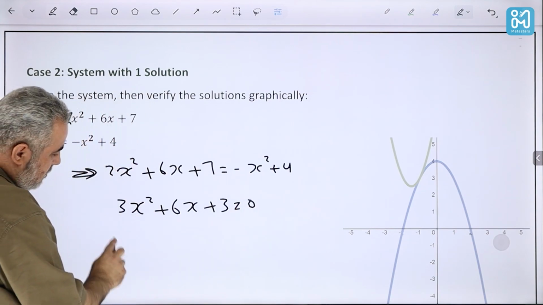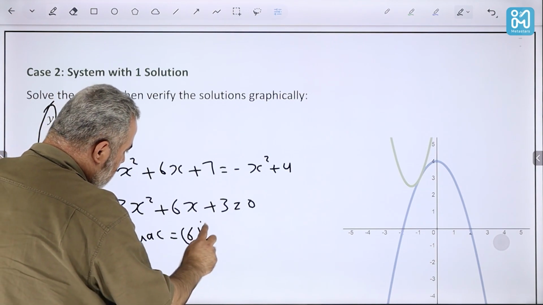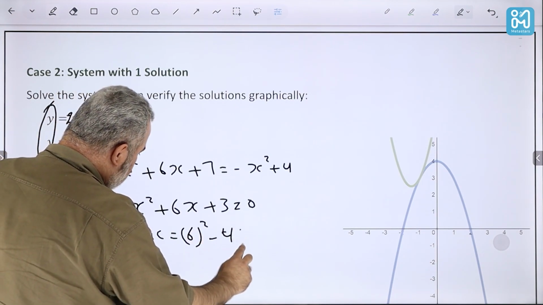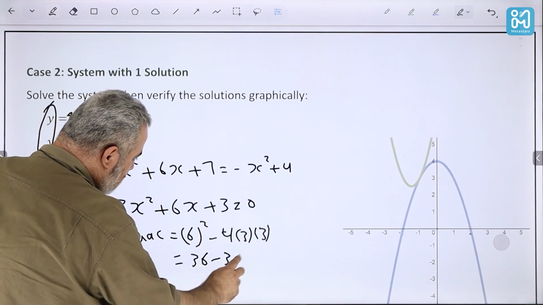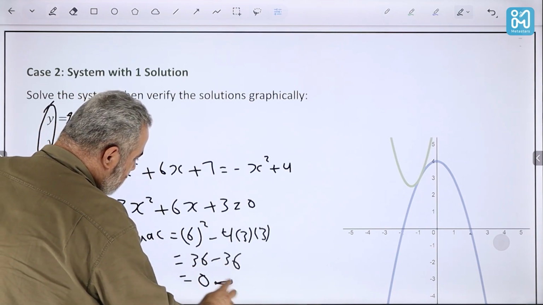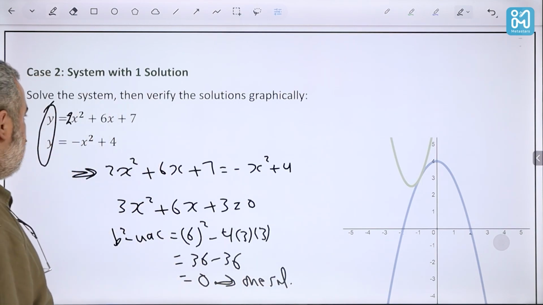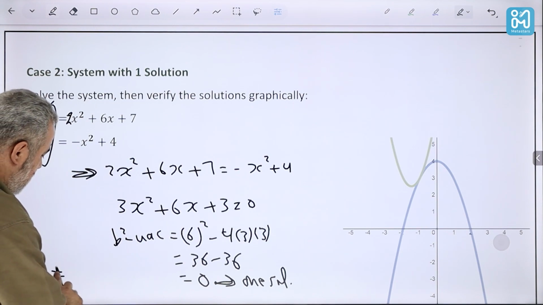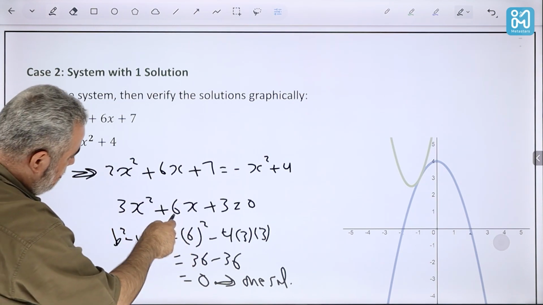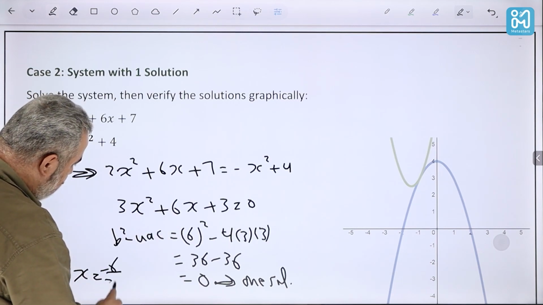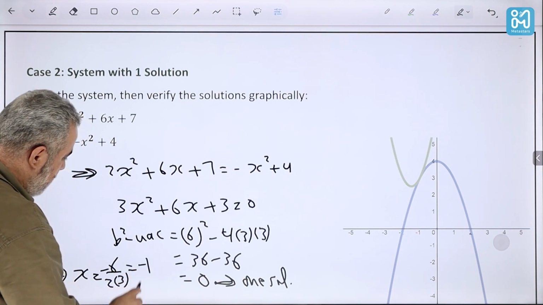Find the discriminant, b squared minus 4ac. It is 6 squared minus 4 times 3 times 3. So it will be 36 minus 36, which equals 0, which means we have one solution only. Now, this solution will be x equals negative b over 2a, negative 6 over 2 times 3, so it is negative 1.